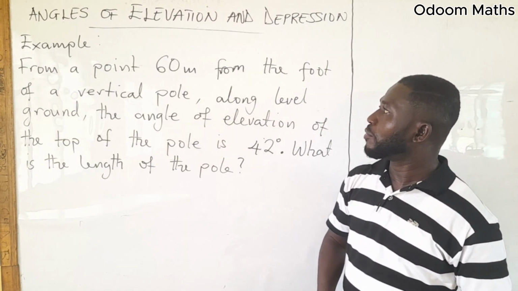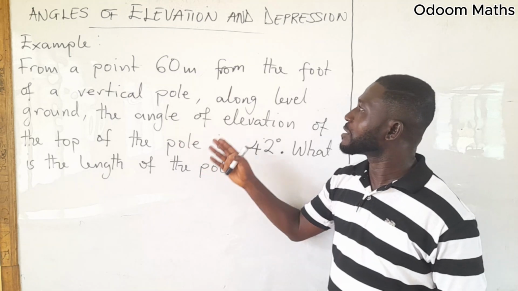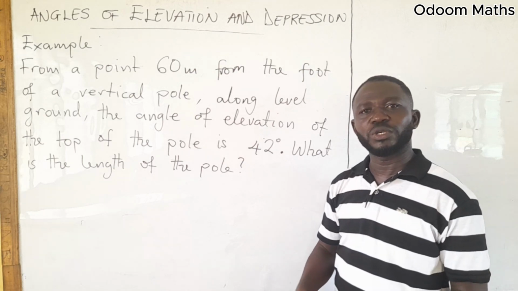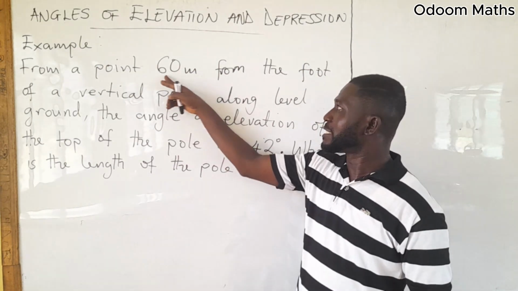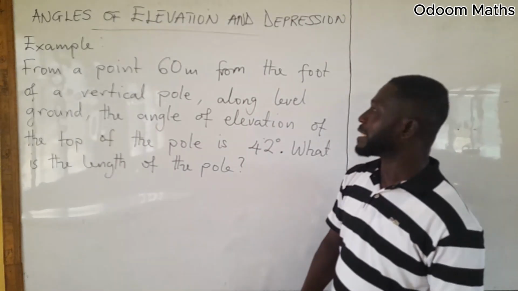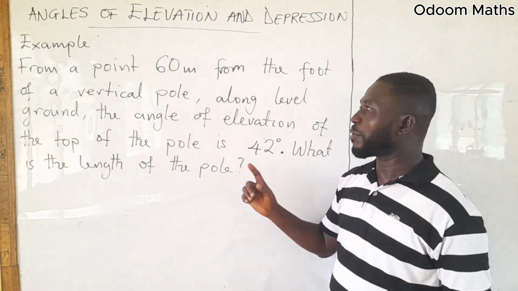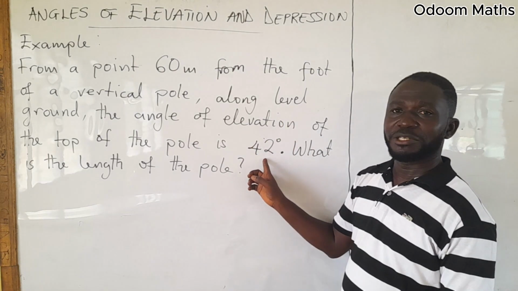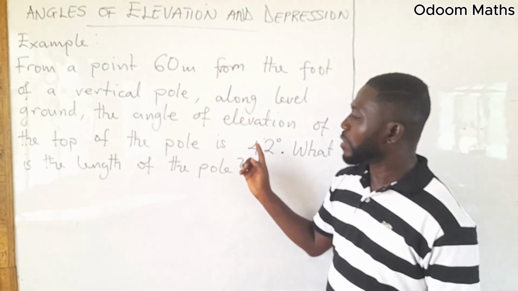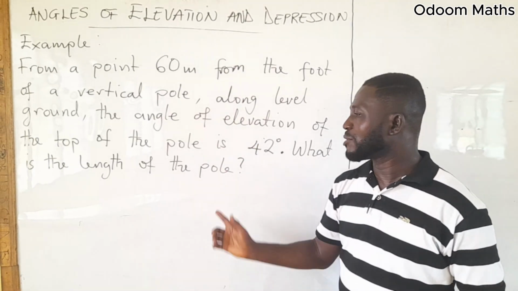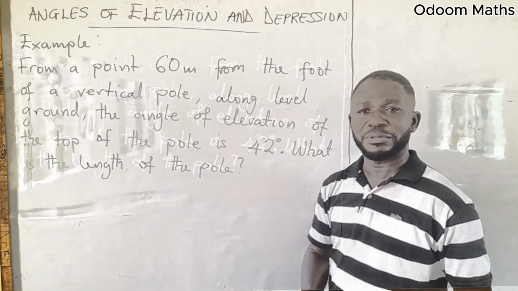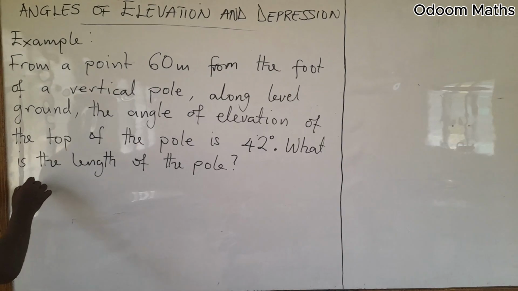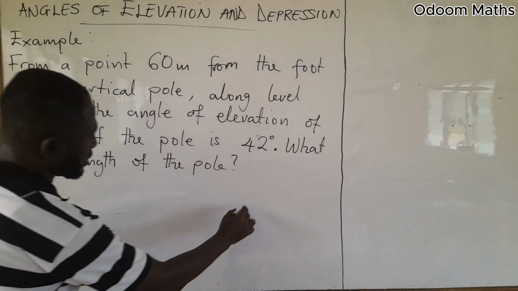Okay. Now we are told that from the foot of a vertical pole, somebody is standing, and the distance between the person and the foot of the vertical pole is 60 meters. And we are also told that the angle of elevation between the top of the pole and that person's eye level is 42 degrees. So we have to find the length of the pole. Now let's look at how we can resolve this example. Okay, so we need to draw this question. So this is the pole.